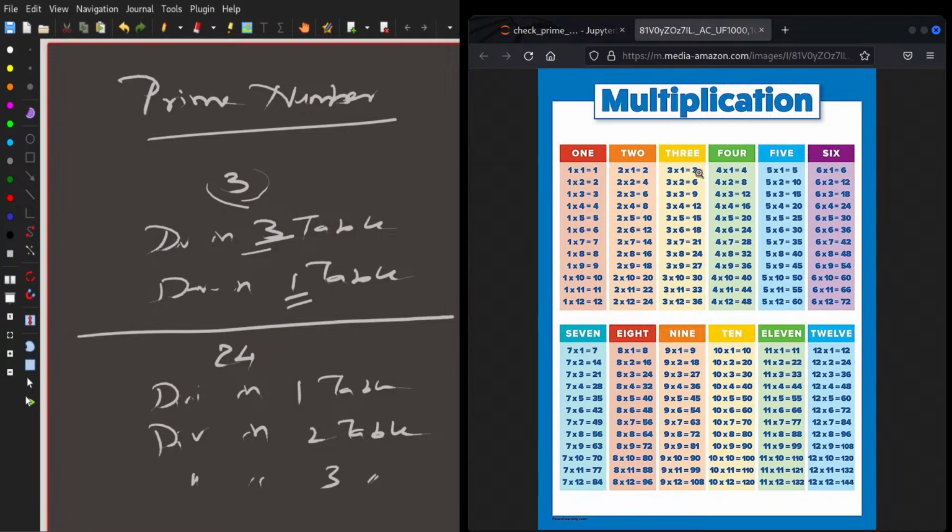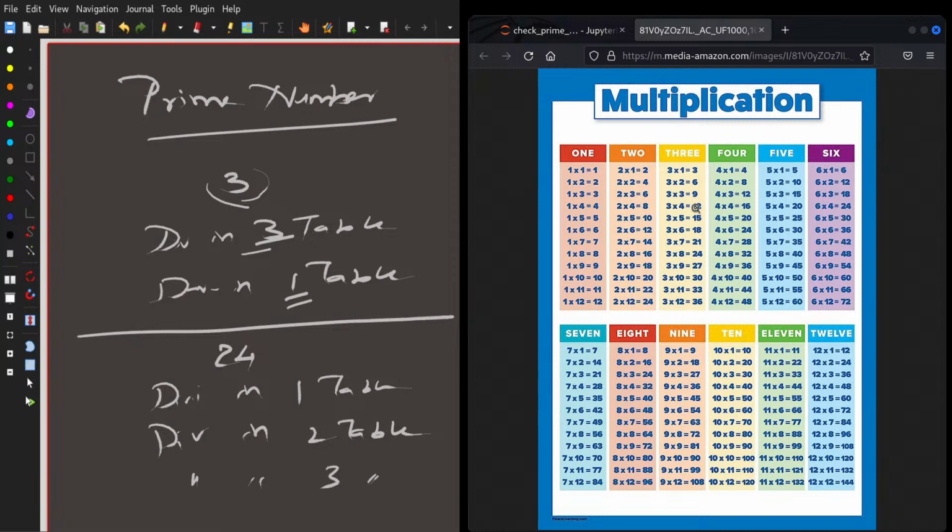When we get 3, we are checking whether, by default, any number goes to its own table and 1 table. By default, any number is divisible by its own table and 1 table, isn't it? Do you agree or not? Understood?